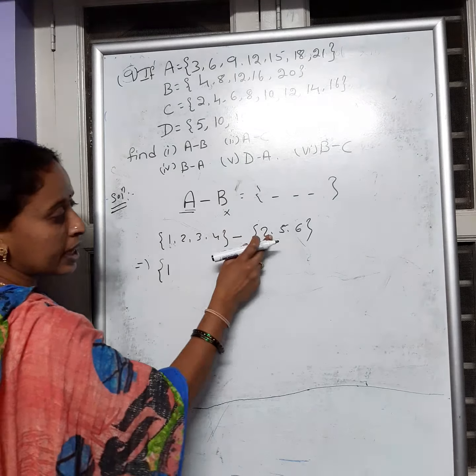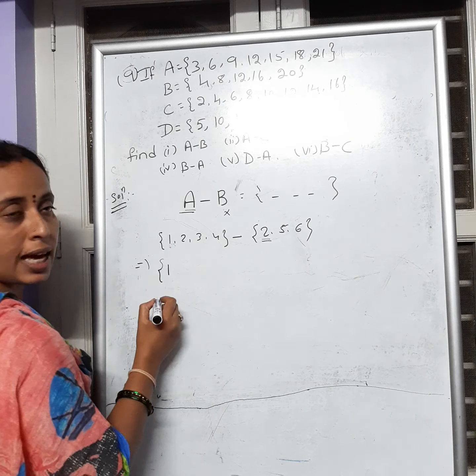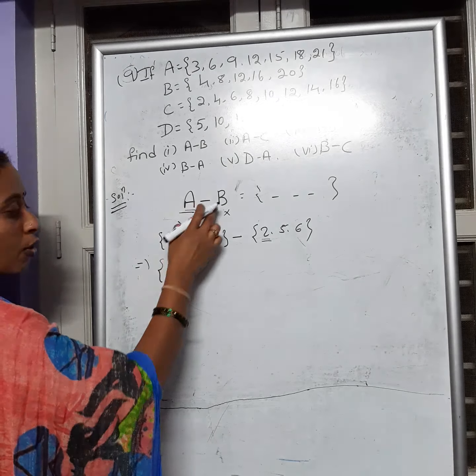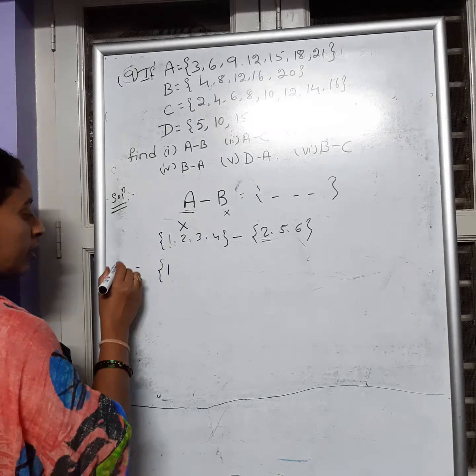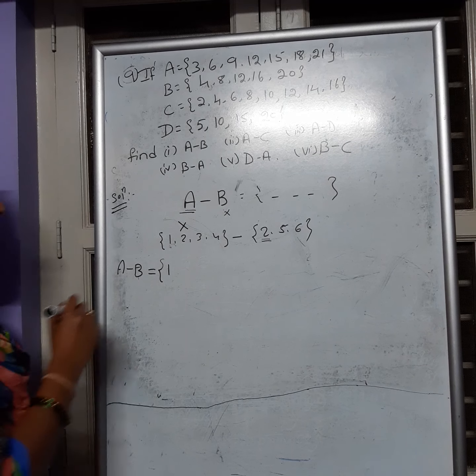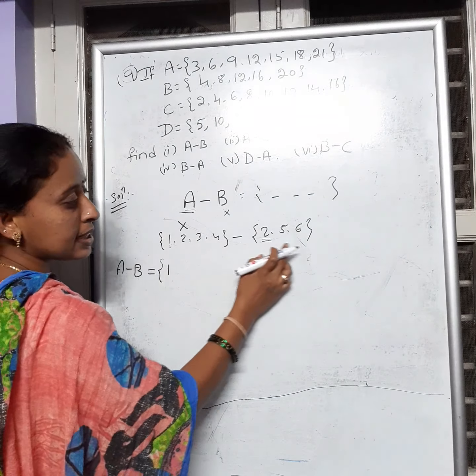2. Is 2 there in set B? Yes, here 2 is there. So therefore 2 is cancelled. We don't take it in the set of A minus B. Okay. Next, 3. Is 3 there in set B?